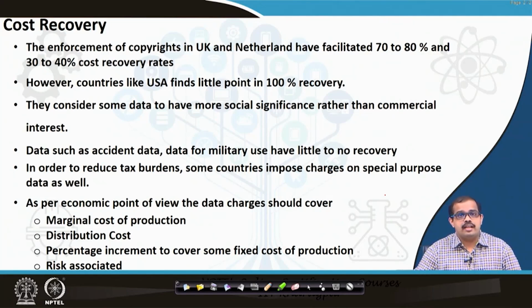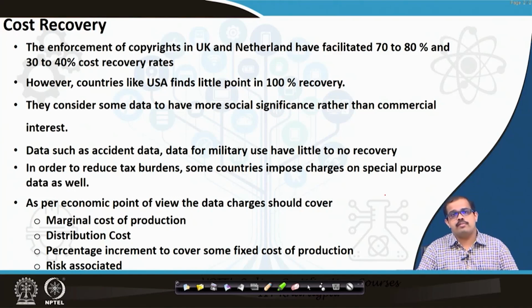They consider some data to have more social significance than commercial interest when you are looking at US data. Data such as accident data, or data for military use, may have little or no recovery at all. So those should not be in this pricing bracket. So keep that in mind. From an economic point of view, you should have a marginal cost of production, distribution cost, and a percentage increment to cover some fixed cost of production and the risk associated.